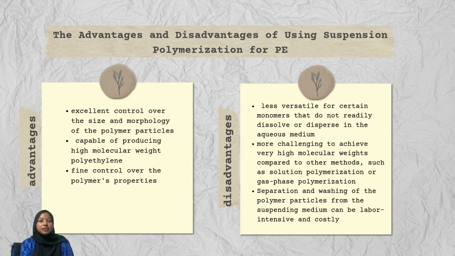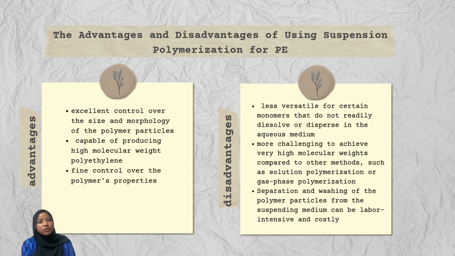We got advantages and disadvantages of using suspension polymerization for PE, which is polyethylene. The advantages are excellent control over the size and morphology of the polymer particles, typically ranging from 50 to 500 micron in diameter. Secondly, it is capable of producing high molecular weight polyethylene, which is important for applications requiring strength. Lastly, we got fine control over the polymer properties such as molecular weight distribution.